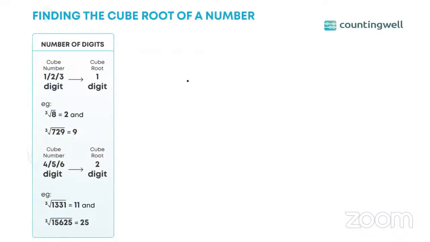Next, let us see how to find the cube root of a number. Note that if a cube number has 1 digit or 2 digits or 3 digits, its cube root will have 1 digit. For example, here we have taken the cube root of 8. 8 is a 1 digit number, so its cube root will also be of 1 digit, that is 2. Now let us take the cube root of a 3 digit number, which is 729. Note that its cube root has 1 digit, that is 9.